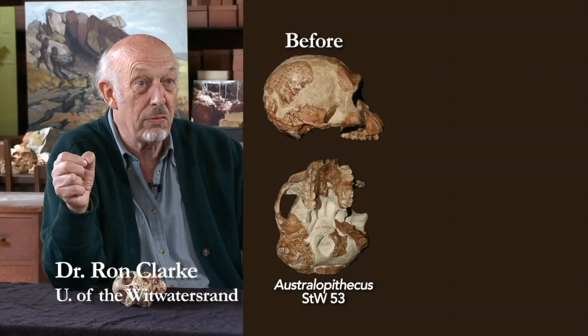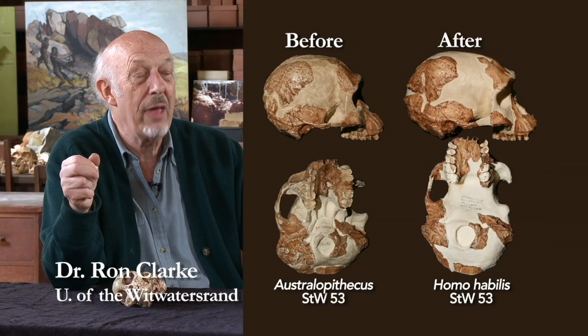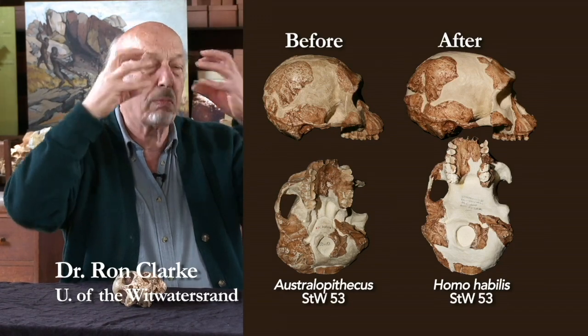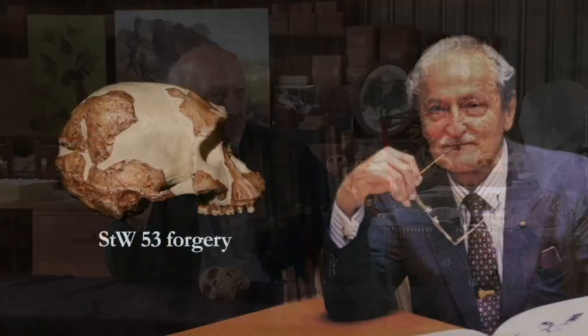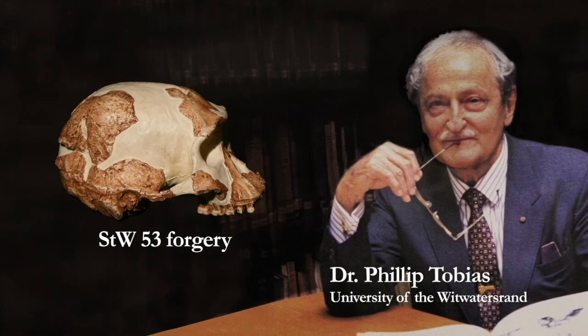Dr. Ron Clark accused Dr. Tobias of committing fraud. He characterized it as a forgery, similar to the Piltdown Man fossil forgery. The Piltdown forgery actually was very clever. The STW-53 forgery by Kernow and Tobias was stupid.